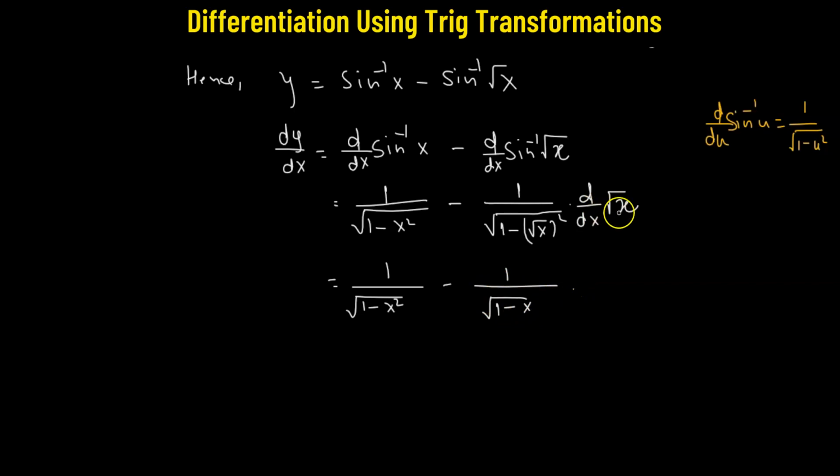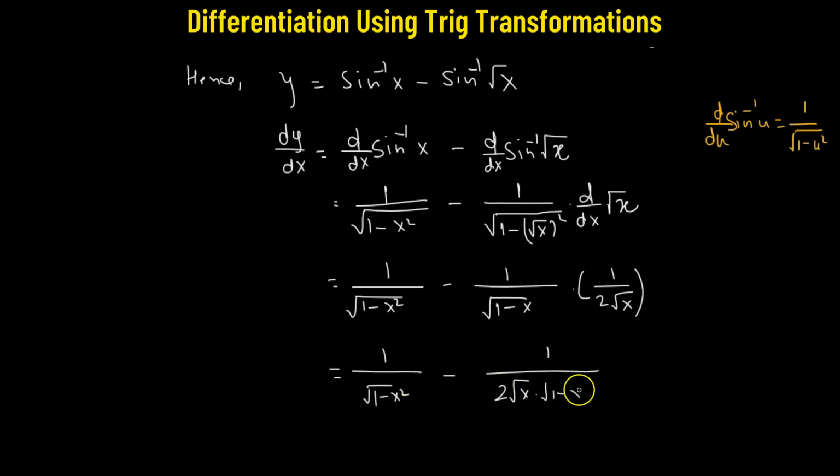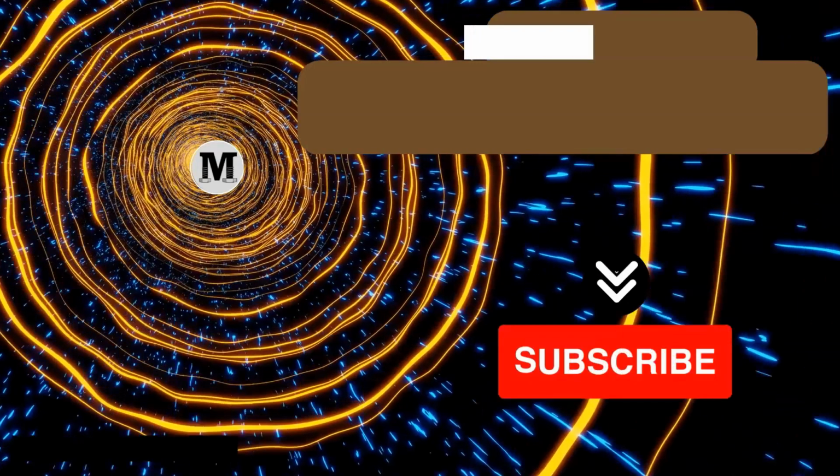Now the derivative of square root of x will be 1 over 2 times square root of x. That means we have now finally obtained 1 over square root of 1 minus x squared minus 1 divided by 2 times square root of x multiplied by square root of 1 minus x. So this is going to be the value of our derivative of y with respect to x. So this is our final answer.